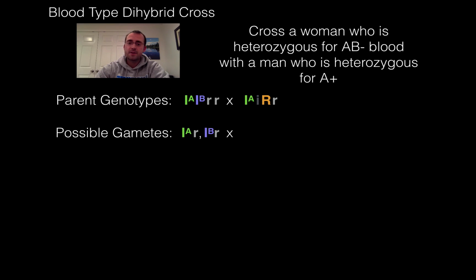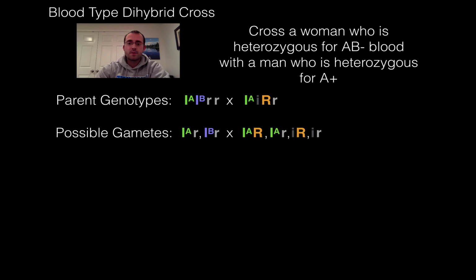Now the father's actually going to have 4 because he's heterozygous for both. IA, big R for first, IA, little r for outer, little i, big R for inner. Notice I keep the letter order consistent even though the i is little. I keep it before the R. And then little i, little r for the last possible combination for his gametes. So the father has 4 possible combinations.